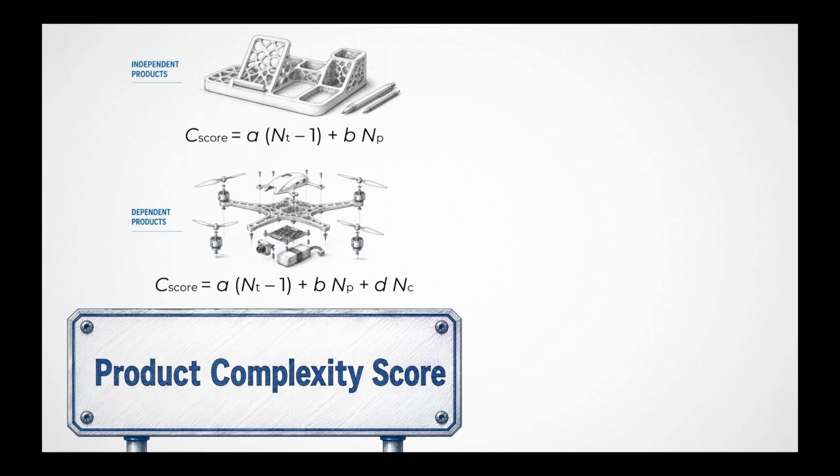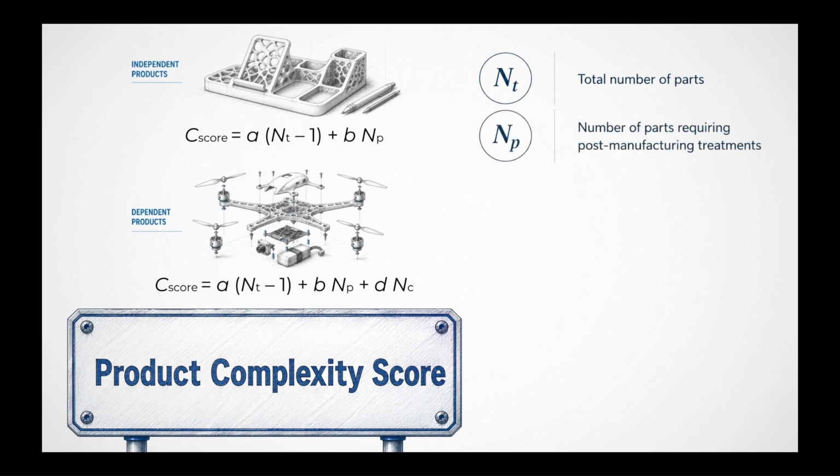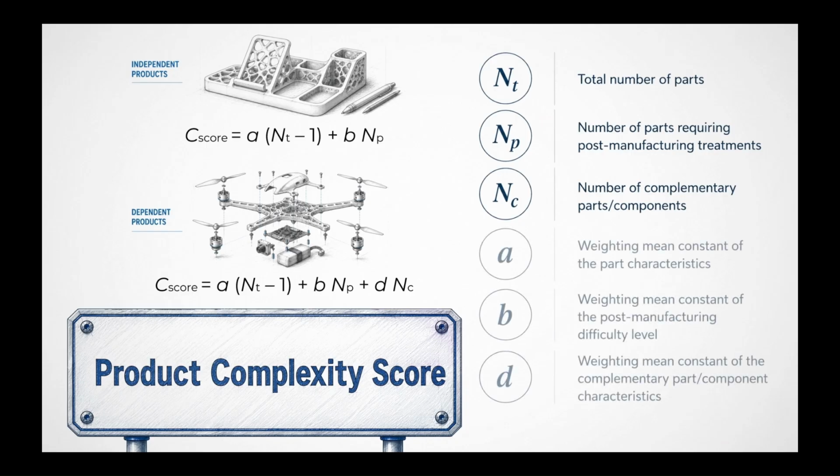Let's break down these variables. NT represents the total number of parts in the product assembly. NP represents the number of parts requiring post-manufacturing treatment. NC represents the number of non-3D printed complementary components. The core scientific strength of this model lies in the weighting constants, A, B, and D. These constants translate physical handling, production difficulty, and component sourcing into precise numerical values.